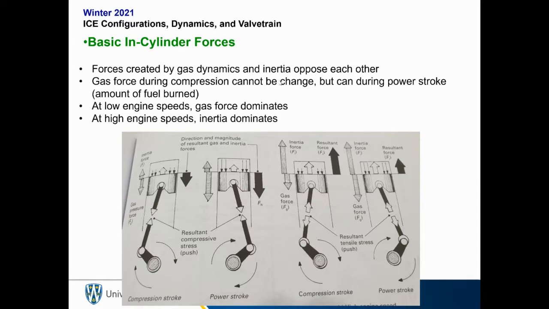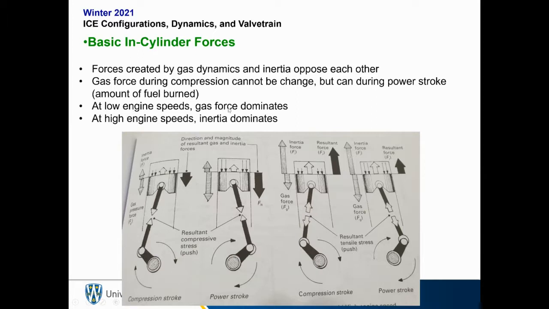However, during the power stroke, if we include more fuel, we can actually change the gas force. As we add more fuel into the cylinder, assuming we can burn it all, we're going to get more gas force during the power stroke. So we can vary the amount of fuel going in to alter the gas force during the power stroke. This means that if we're trying to get more power and overcome inertial forces, we can simply add more fuel up to a certain limit, assuming we can burn it all.